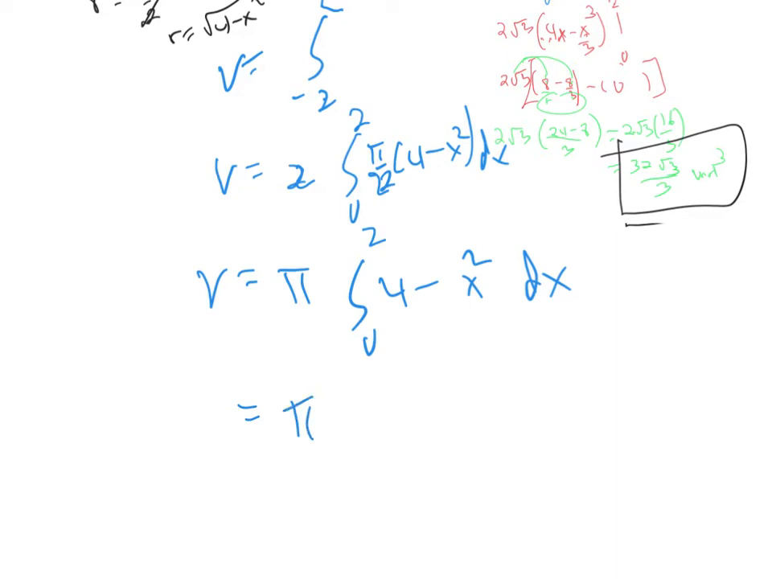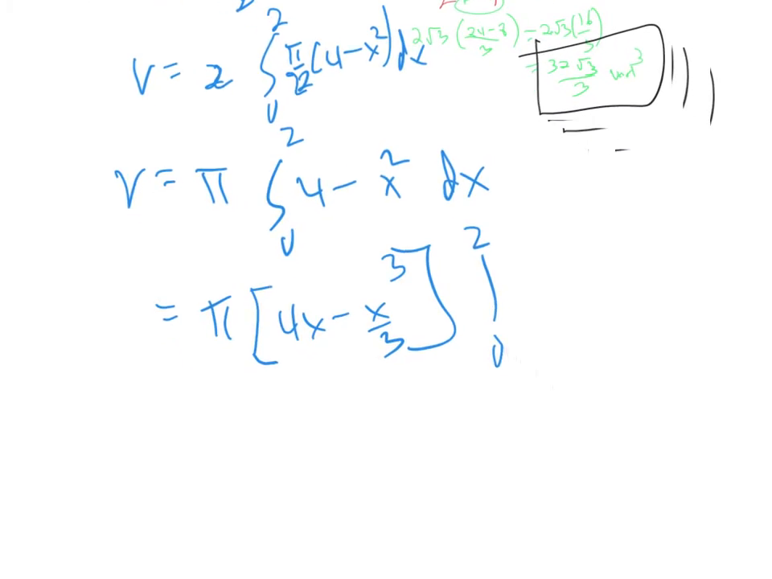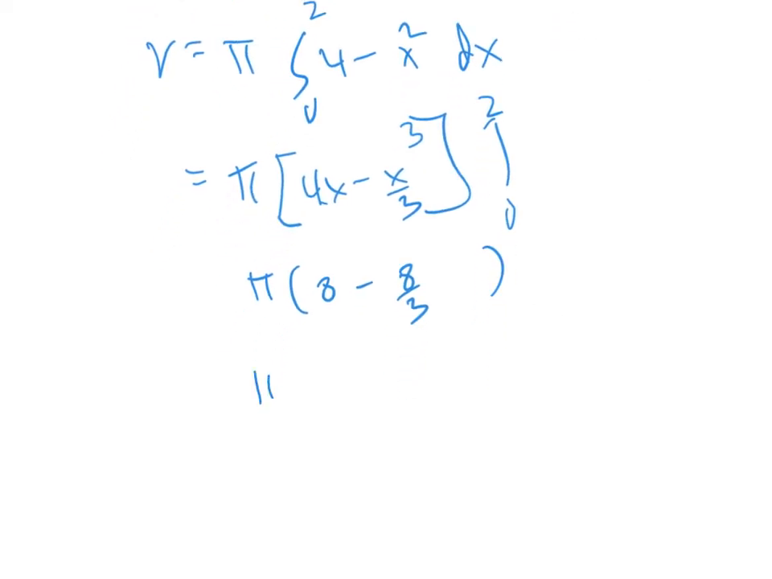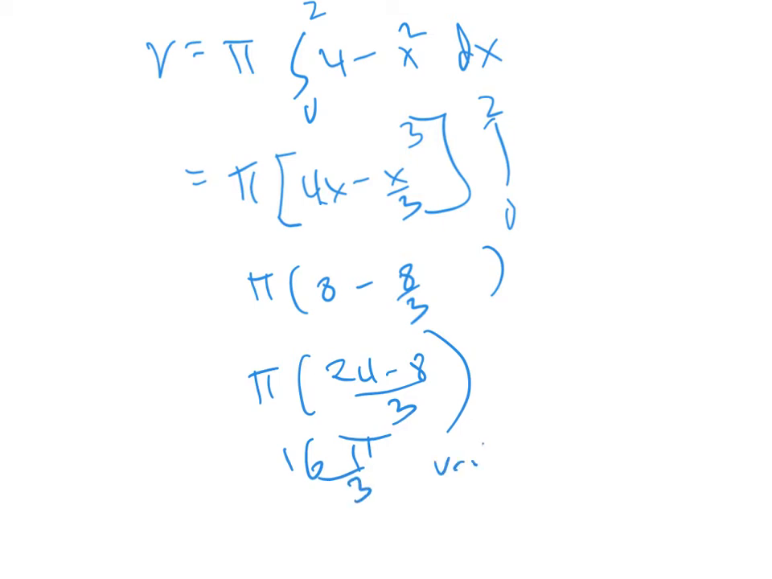That gives me pi times, the integral will be 4x minus x cubed over 3, all of that from 0 to 2. And what happens when I plug in 0 again? You're right, goes to 0. So all I really care about is pi times an 8 minus 8/3. Why, I've seen that before. That's the same as pi times 24 minus 8 over 3. That's the same as 16 pi over 3 units cubed.